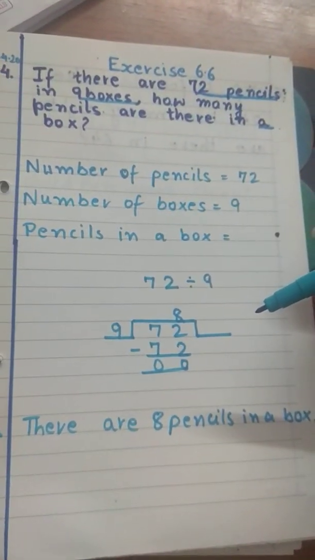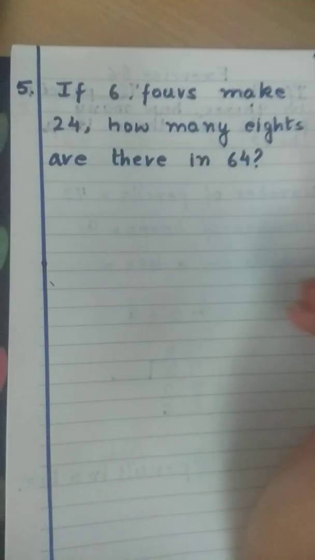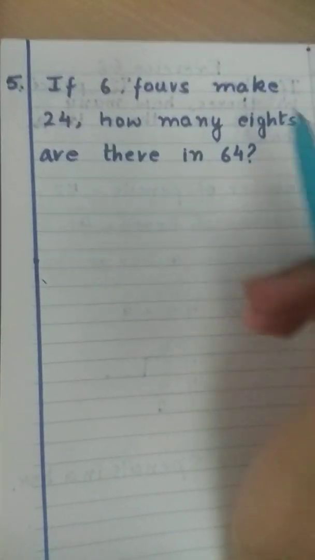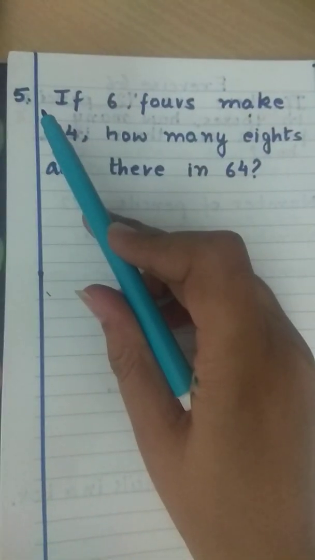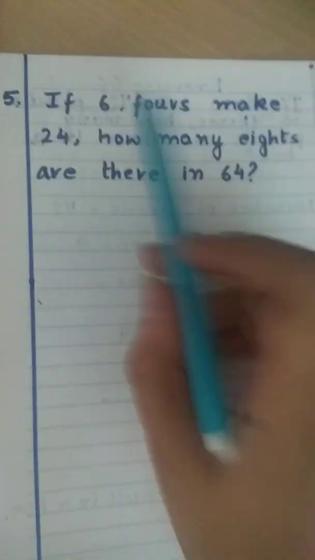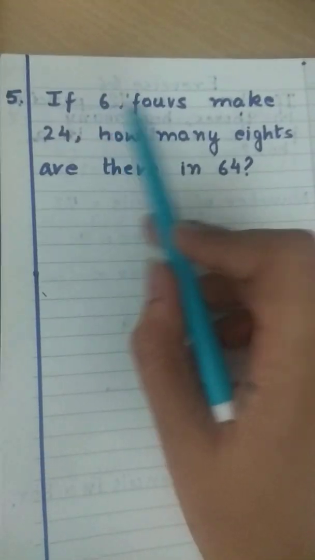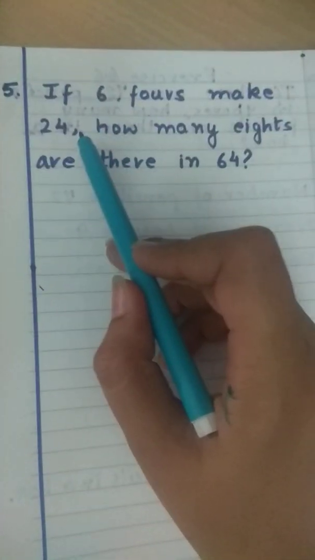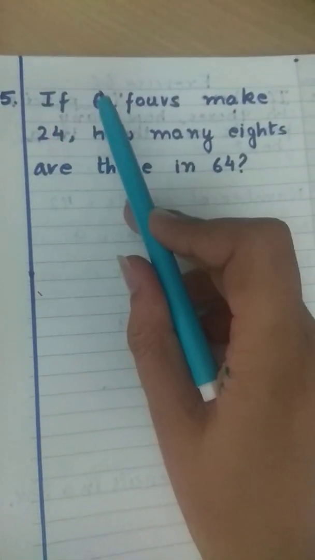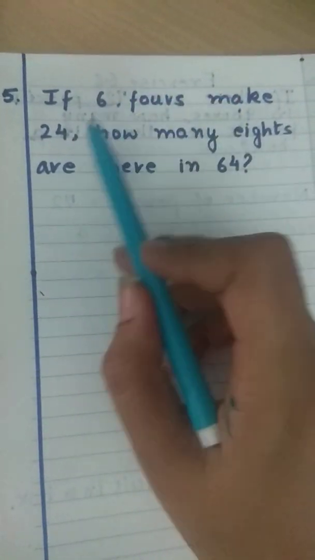Now let us look at the next one. Now children, this question is a little different from the previous one. So please look carefully. Question number 5, exercise 6.6. If 6 fours make 24.